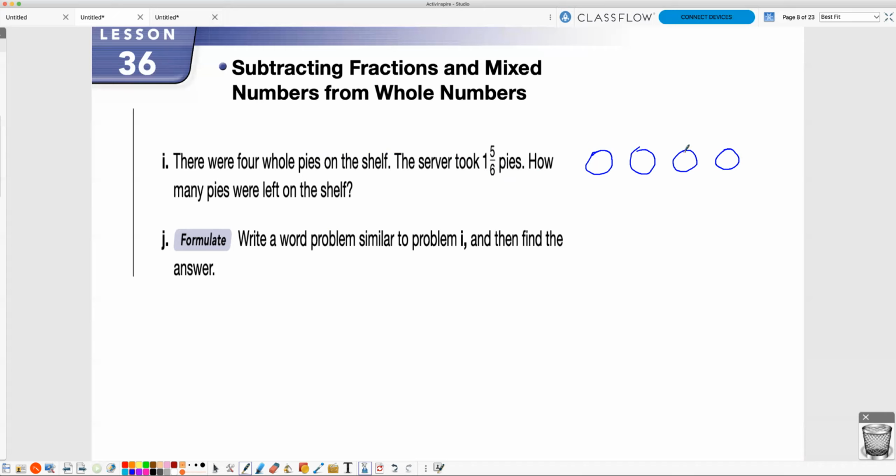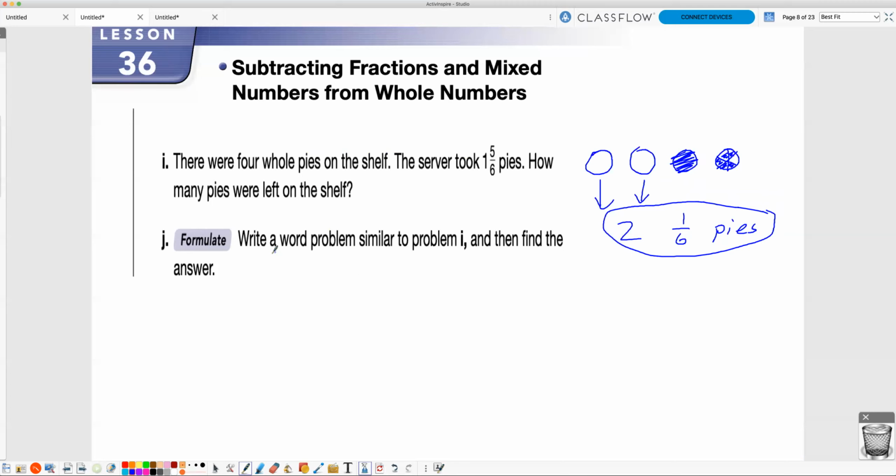So 1 pie is going bye-bye. And then this last pie needs to be split into 6 equal parts. So if you're taking 5 of those, you have 1 piece left, so you have these 2 pieces, so you've got 1, 2, that's 2 wholes, and then you have 1/6 left remaining. So there should be 2 1/6 pies remaining on the shelf. If that was your answer for letter I, you are correct.